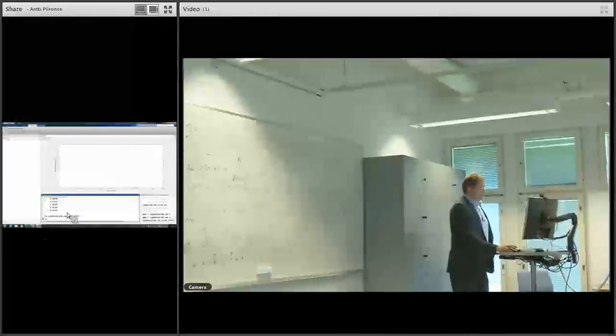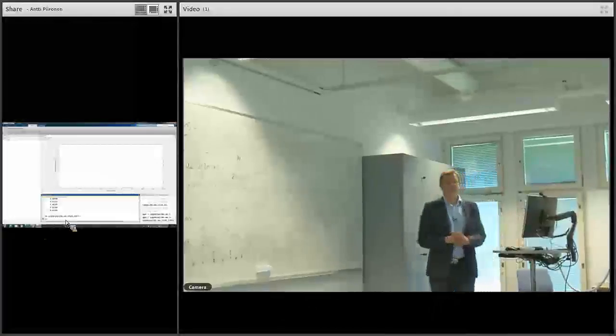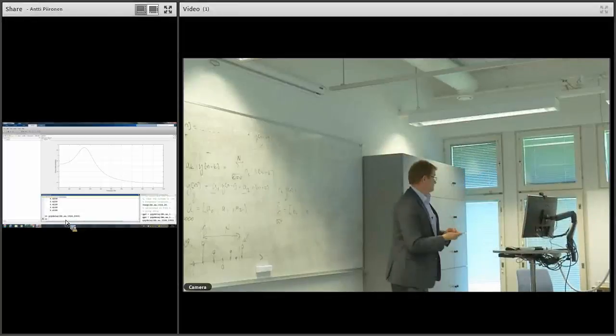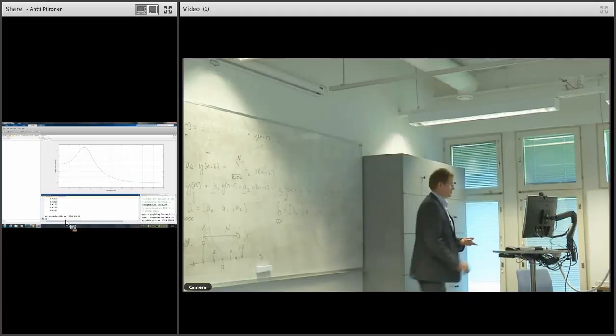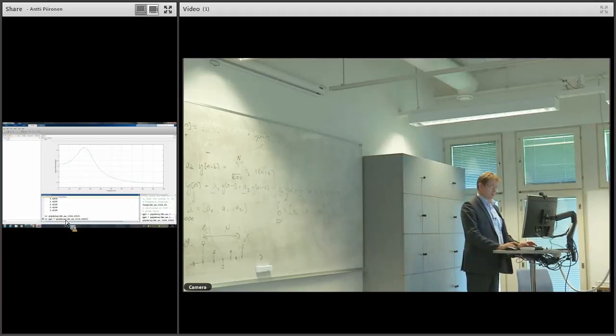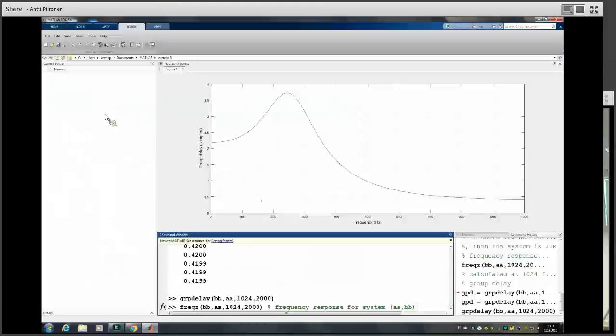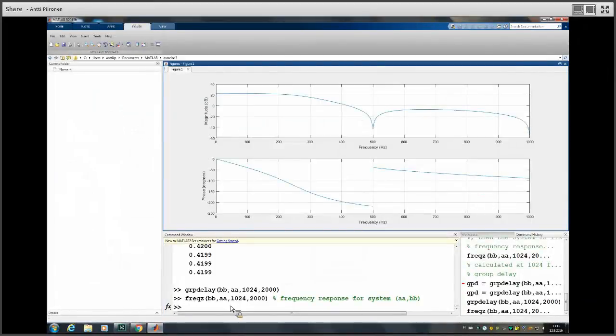Okay, that's the group delay, which is just a derivative of the phase response, meaning phase response is the lower graph there. Derivative of that one. Okay.